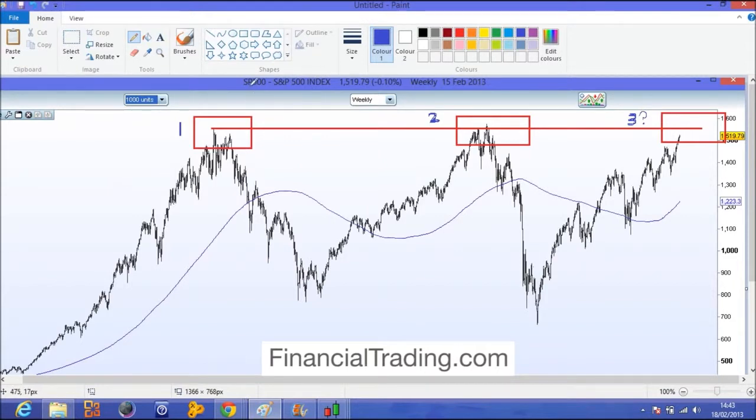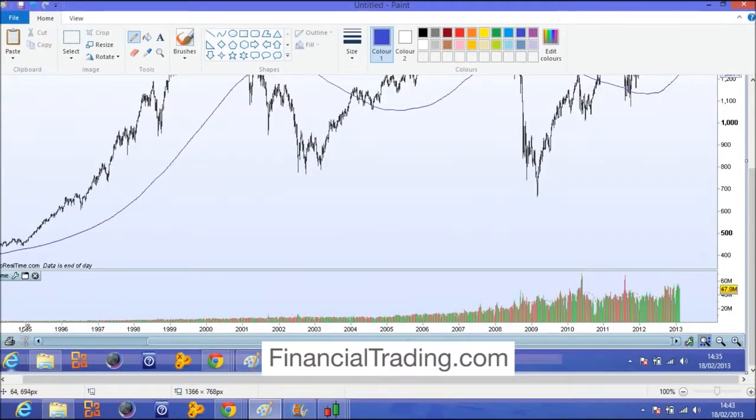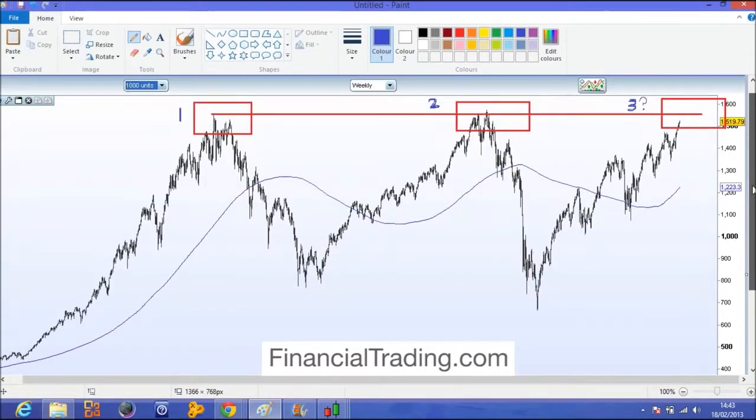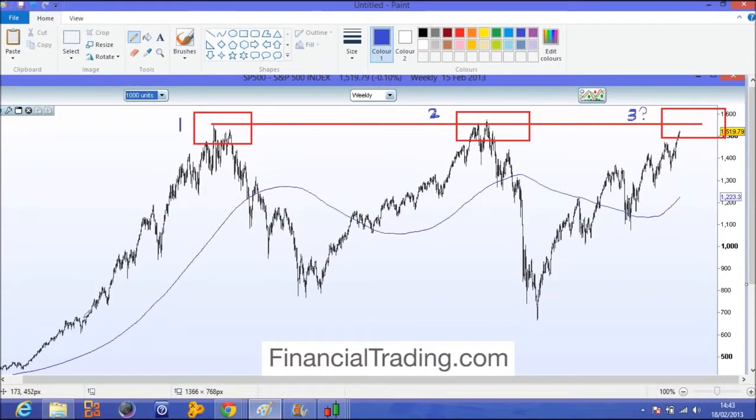Right, here we have the weekly chart for the S&P 500. The S&P 500 is a list of 500 stocks. If you add all their share prices together, it gives you the total of the S&P. As of 1995, we started quite a good bull run on the S&P 500.